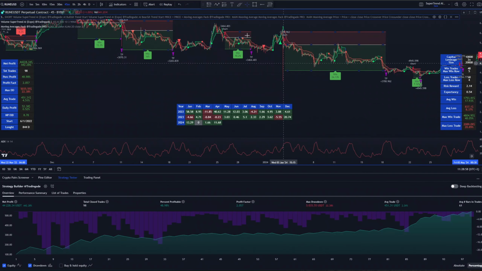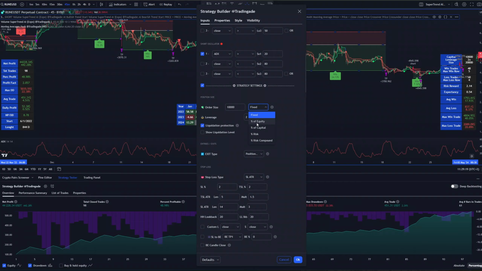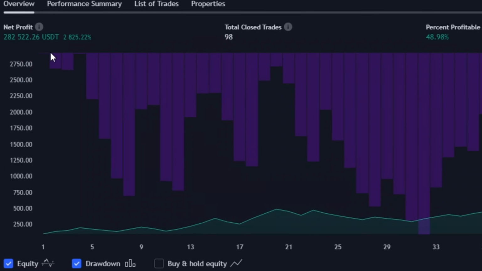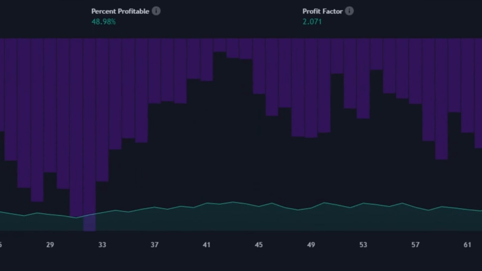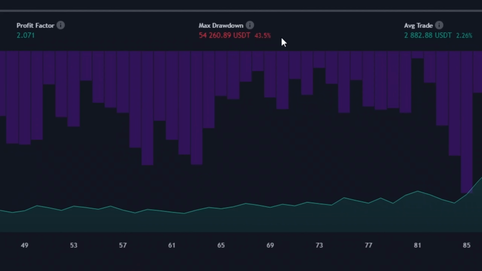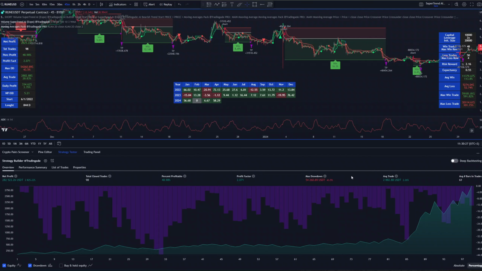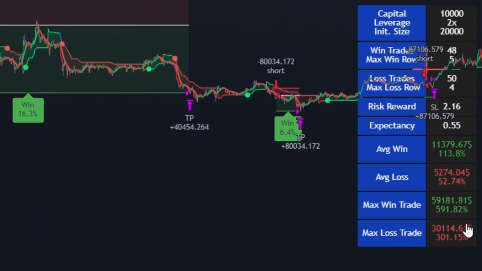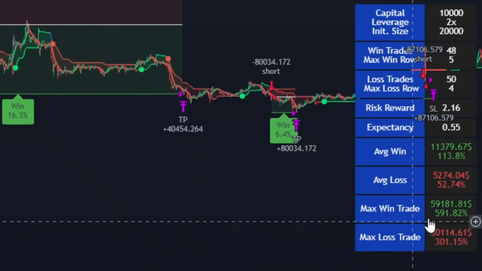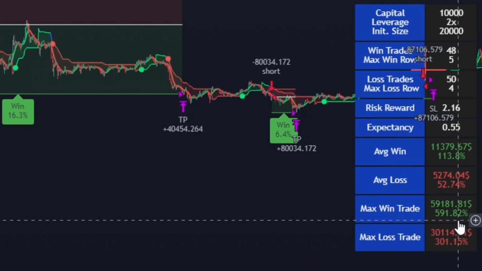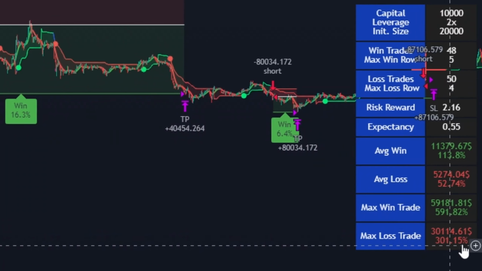Now we are backtesting on a fixed size, but if we want to see some crazy results, we can try to compound our profits using percentage of equity. And as you can see, the net profit is skyrocketed: 2,825%, max drawdown 43.5%, which is not so good, but of course with this high net profit, you can expect a high max drawdown as well. Here we have degen numbers, as you can see max win trade 591% and the max loss trade 300%.